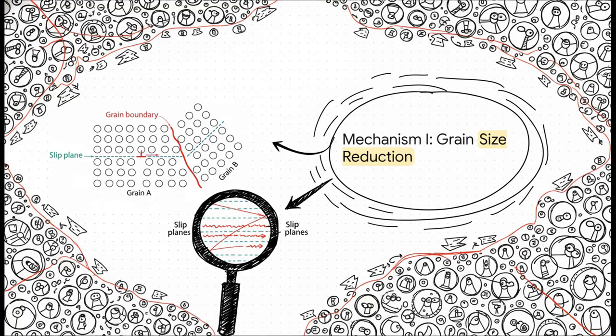Mechanism one is grain size reduction. Imagine a boundary separating two differently oriented crystal grains. When a slip plane hits that boundary, it's forced to drastically change direction. That discontinuity acts like a massive physical wall. So by intentionally shrinking the grain sizes in a metal, we create way more grain boundaries. More boundaries mean far more barricades blocking that dislocation motion, which significantly bumps up the metal's yield strength.